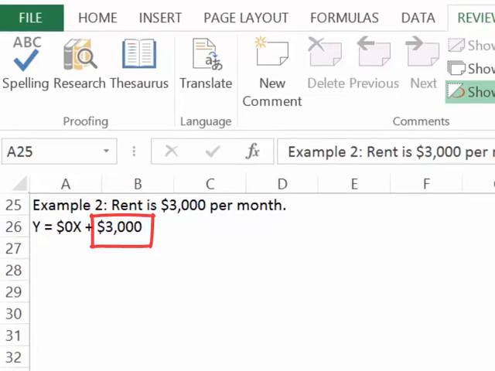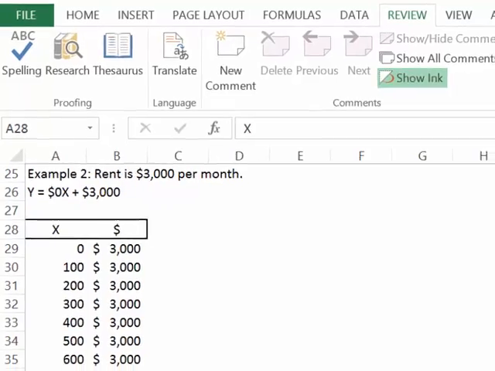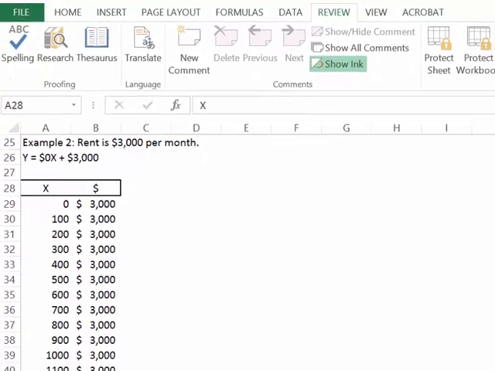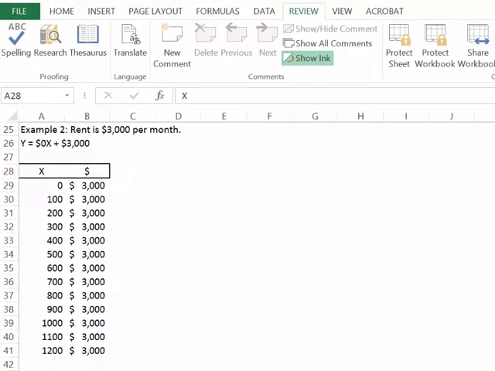Let's add some data to this. Okay, there's our data. You can see that it doesn't matter how many X's we make, how many widgets we make. The relevant range for this project is 0 to 1,200. We don't know if we can make more than 1,200 units without having to rent additional facilities.